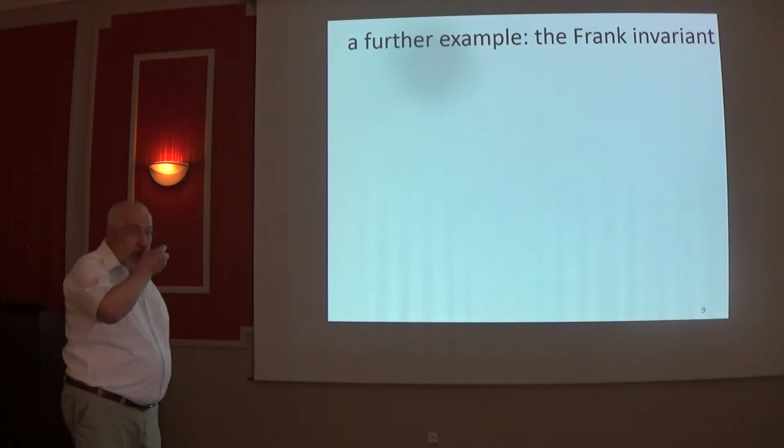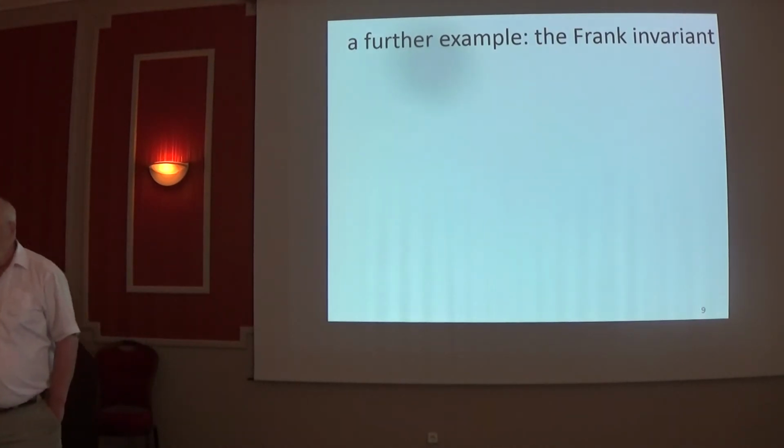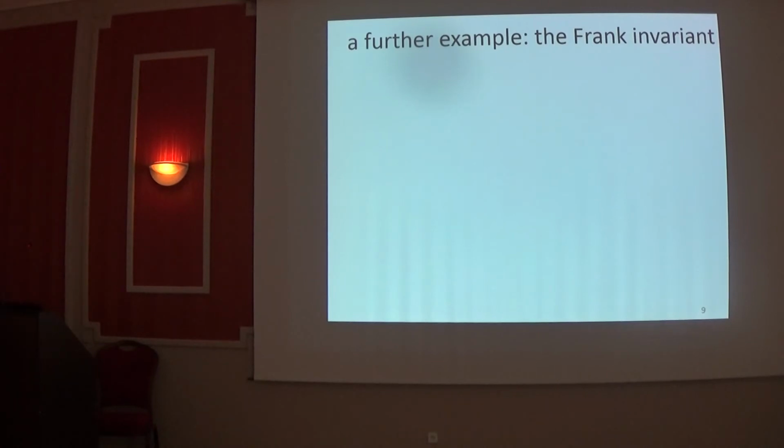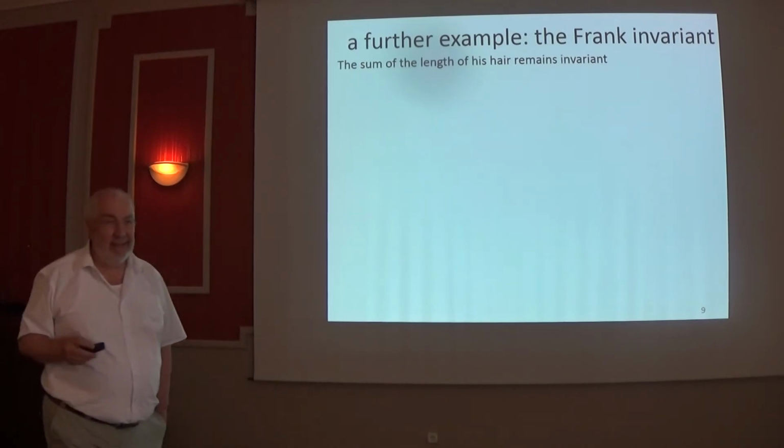Okay, for us here, this is a little bit my last example. For us here, it is the so-called Frank invariant. And now I'll tell you what the Frank invariant is. So we have seen the Einstein invariant already. So the Frank invariant is the following: the sum of the length of his hair remains invariant.